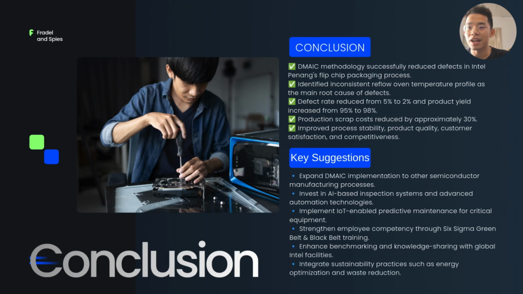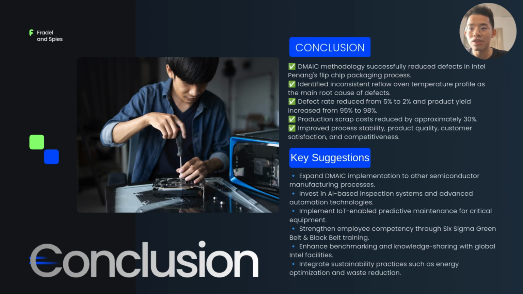Today I will present the conclusion and suggestions of our quality improvement project at Intel Corporation Penang Assembly and Test. First, our study successfully demonstrated that the DMAIC methodology is an effective approach for improving quality performance in semiconductor manufacturing. Through the define, measure, analyze, improve, and control phases, we identified the main root cause of defects in the flip chip packaging process, which was the inconsistent reflow oven temperature profile.